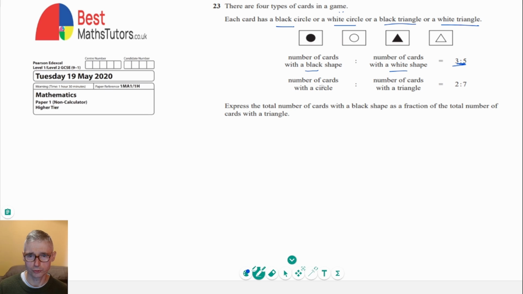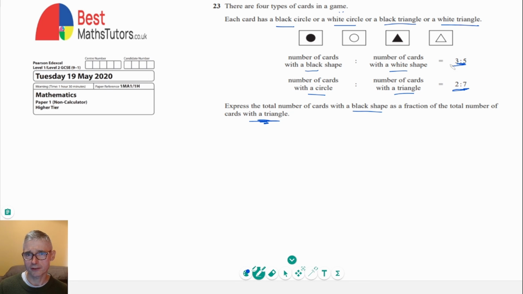And we're also given the ratio of the number of cards with a circle to the number of cards with a triangle, and that's 2 to 9. So what we've got to do is express the total number of cards with a black shape on them as a fraction of the total number of cards with a triangle on them. So there's a couple of ways of doing this.